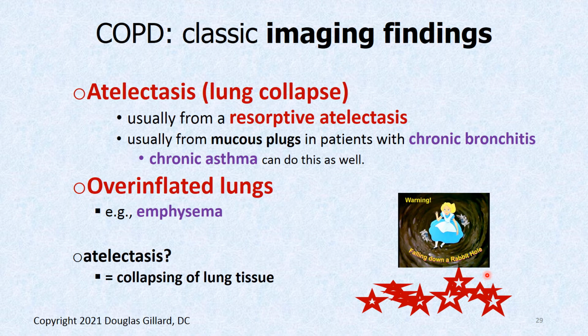What are the imaging findings? I left this rabbit hole in there. I think this is important. I've talked about this, so it shouldn't be too bad. But atelectasis, specifically something called a reabsorptive atelectasis, usually occurs from so much mucus produced in chronic bronchitis or chronic asthma, an attack of chronic asthma. You can get so much mucus that it completely beaver dams one of the small airways.